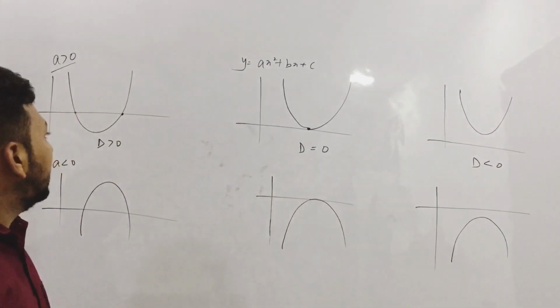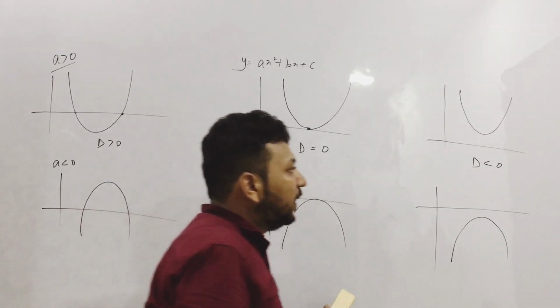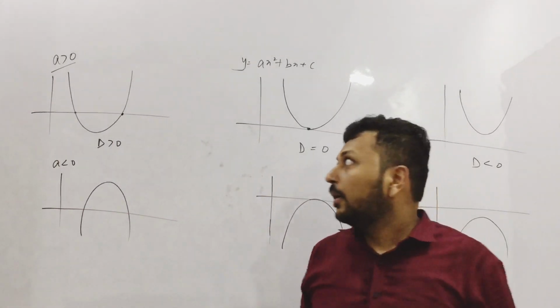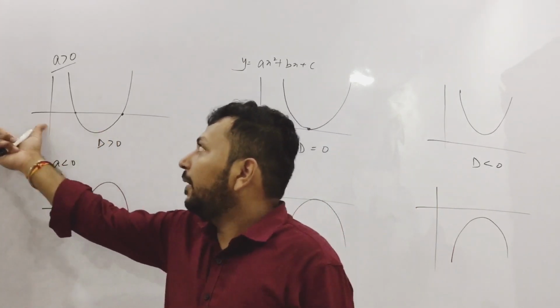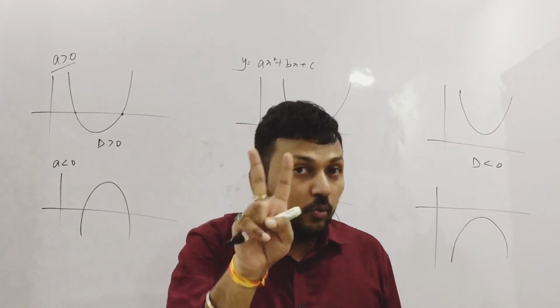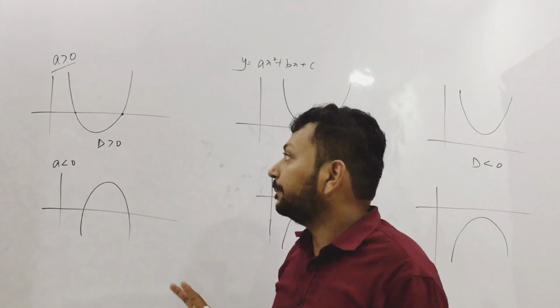So these are the three answers. Okay. So these are the basic things which you have to remember. The graph can be here, it can be here, it can be anywhere, but it will cut two times. It will cut at two places.